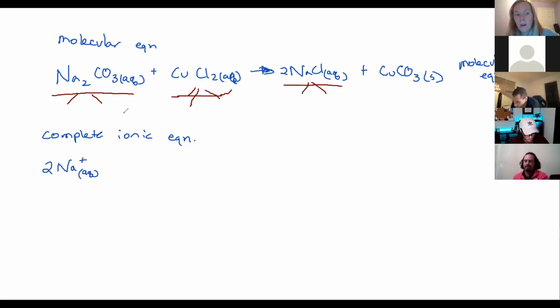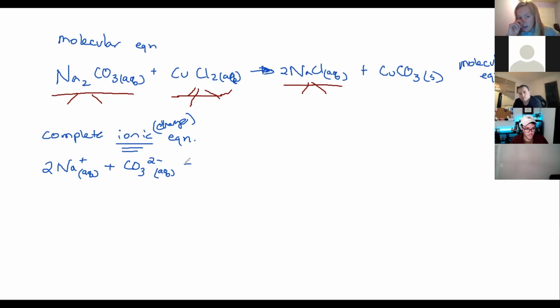Then I've got this thing, which is carbonate. I'm going to add carbonate, which is CO3. Don't forget to put the charge. This is the complete ionic. Ionic meaning you're adding its charge, right? Or its ions. This thing is also aqueous.